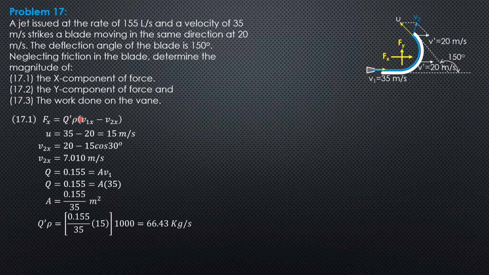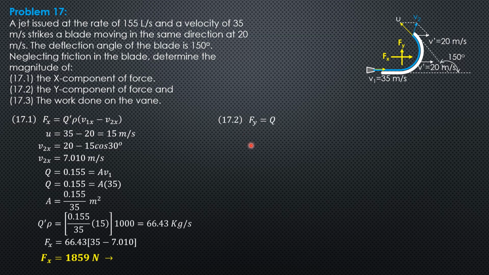Substitute into this formula here where V1x is 35. So Fx is 66.43, quantity 35 minus 7.01. So Fx, the x component of force, is 1859 newtons. Just the magnitude, but specifically it is rightward.